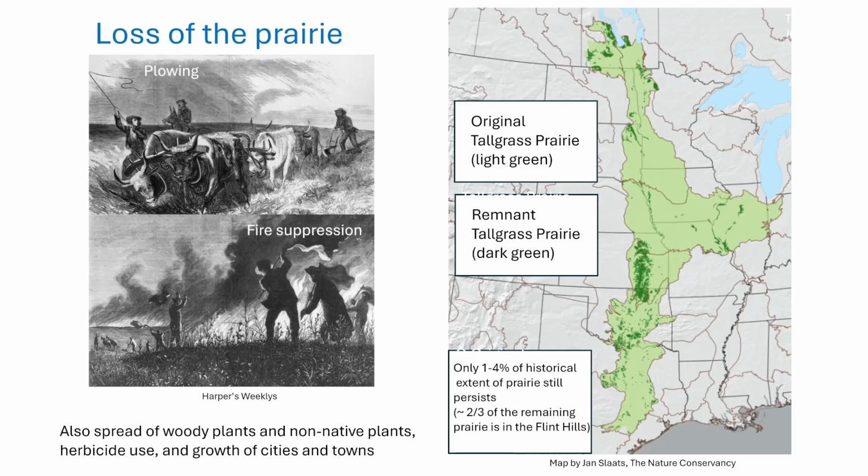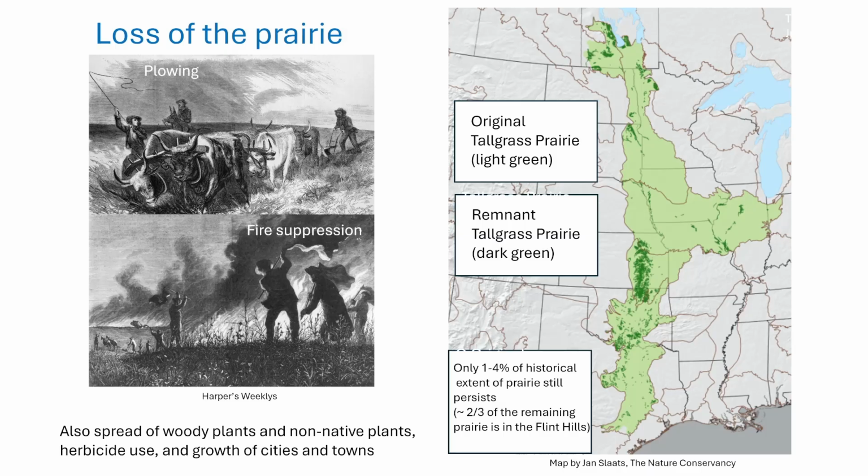But as I think people know, we don't have much prairie left anymore. So on the right here is a drawing. The light green is the tallgrass prairie that was historically present. The dark green is the current prairie. And honestly, I think this map is unfortunately overly generous because the reality is there's only 1 to 4% of the historical tallgrass prairie left today.